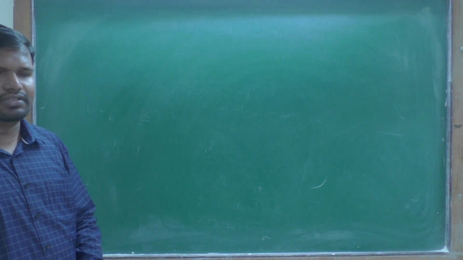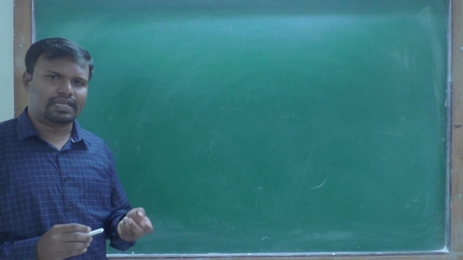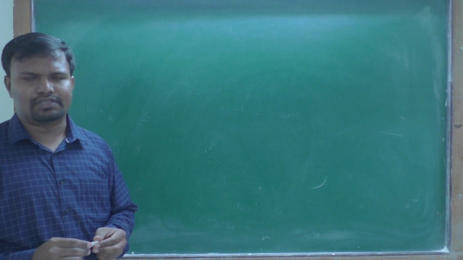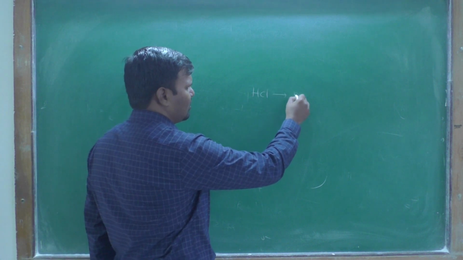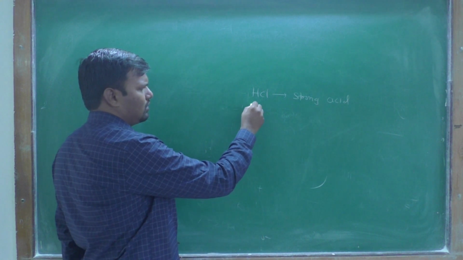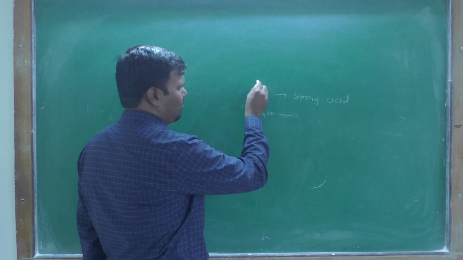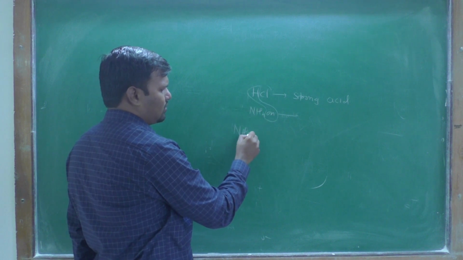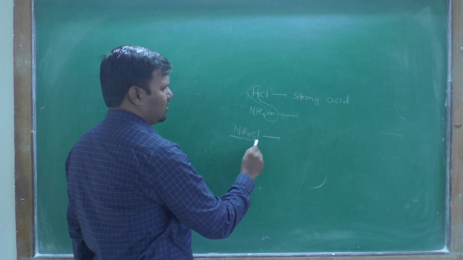Dear students, in this lecture we will study the hydrolysis of the salt of a strong acid and a weak base. Suppose we have HCl, which is a strong acid, and NH4OH, which is a weak base. By combining these and removing H2O, you obtain NH4Cl. This is a salt obtained from the weak base and the strong acid.